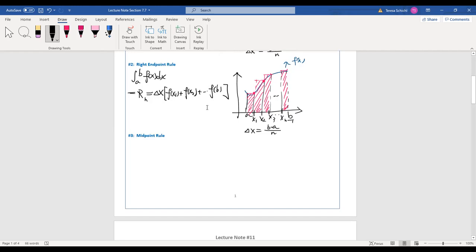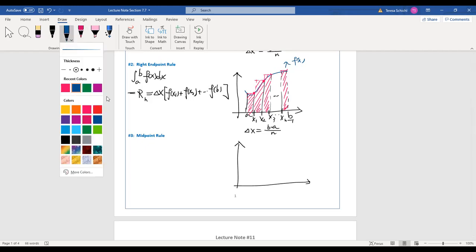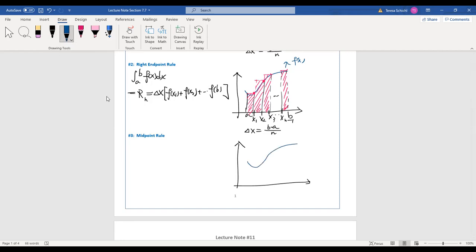Okay, so let's take a look at the midpoint. We also did this when we derived it using the Riemann sum concept. So this is my f of x. The same way, I have A, this is my B, and I divide into several subintervals. So this is x1, x2, x3, up to x_{n-1}.